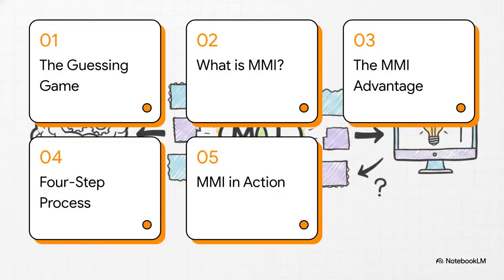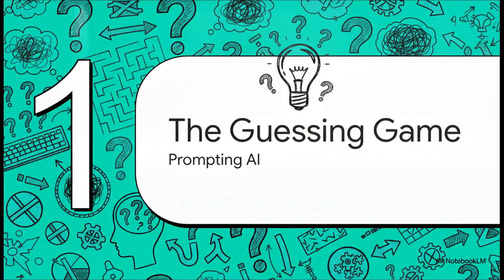So here's our roadmap for today. First, we'll look at the prompting guessing game. Then we'll answer, what is MMI? After that, we'll cover the MMI advantage, walk through the four-step process, and finally, look at MMI in action. All right, starting with part one, the prompting guessing game.